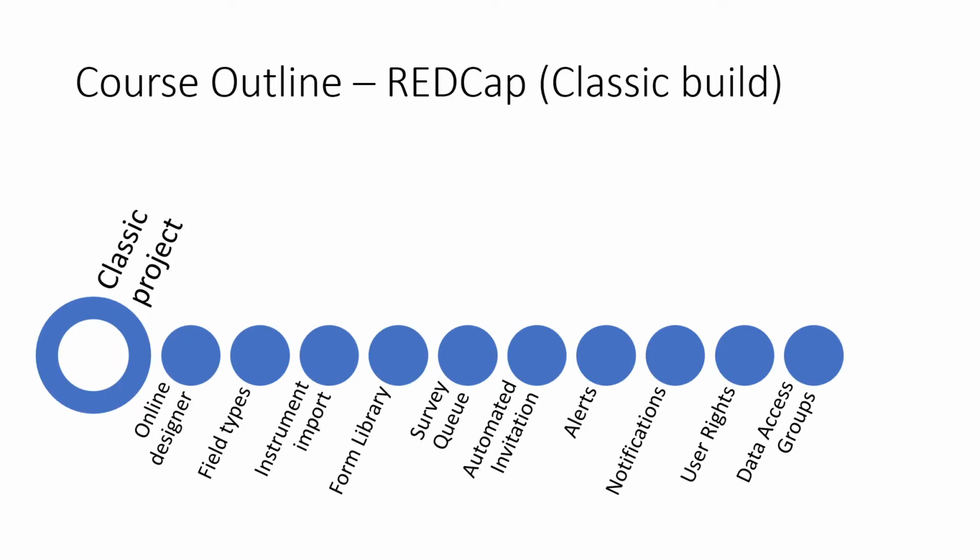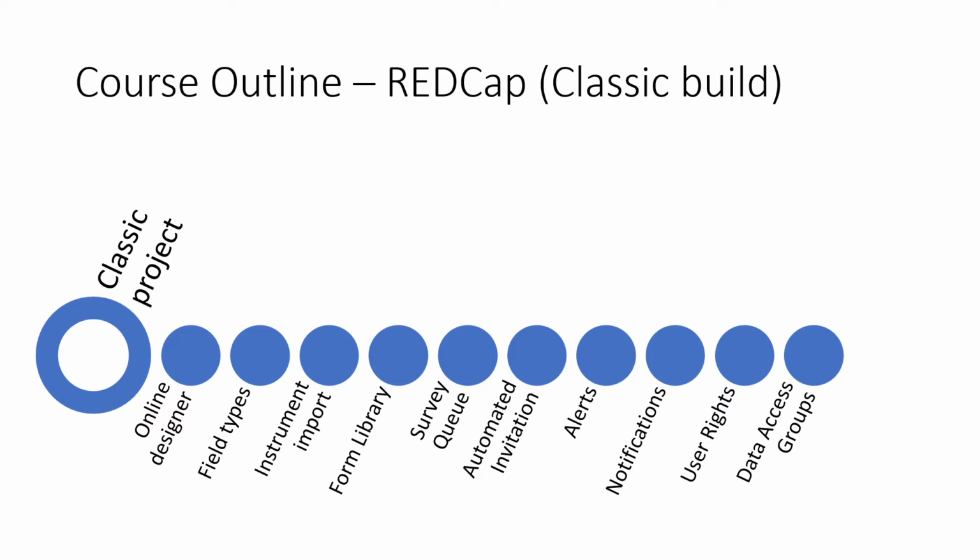After all of that, we're going to move into learning REDCap, the software. We're going to start by building a classic project where I will teach you all about the online designer. You'll learn field types such as text fields, note fields, and calculated fields. We're going to learn how to import instruments, use the REDCap form library, and I'm going to teach you the different types of modules such as survey queues, automated invitations, alerts, and notifications.